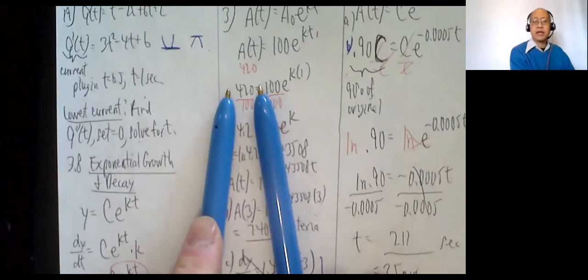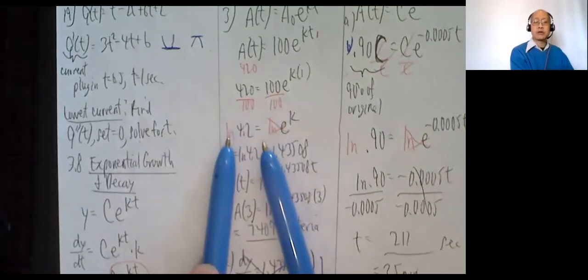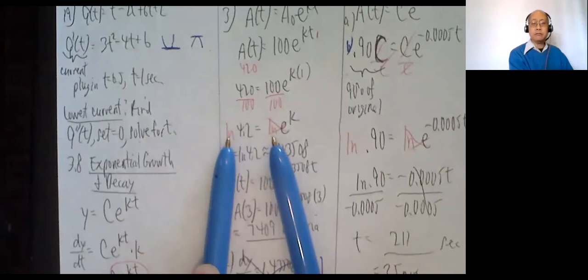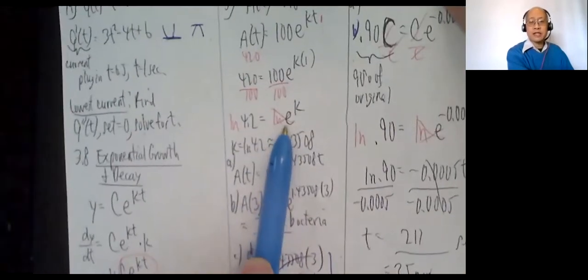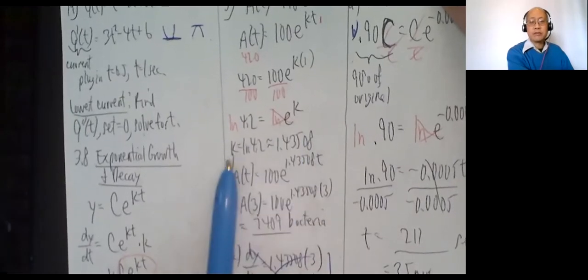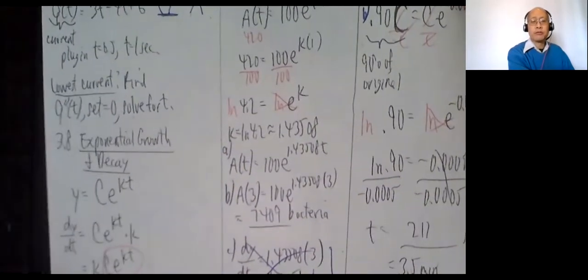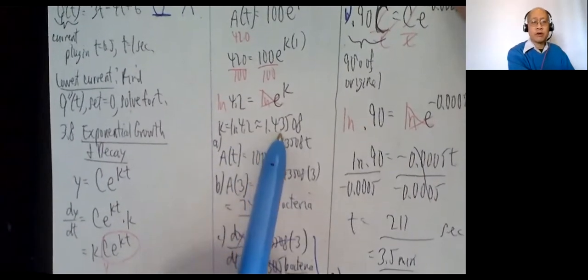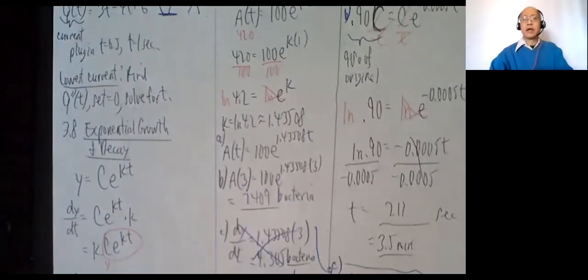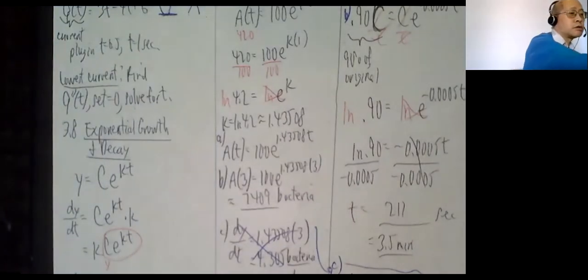How do I get rid of the e? Take the natural log of both sides. Okay. When I do the ln, that knocks out the e, so I get my k. So k is natural log of 4.2, which is 1.43508. Okay. And I'm going to show it to you on this type of calculator also.